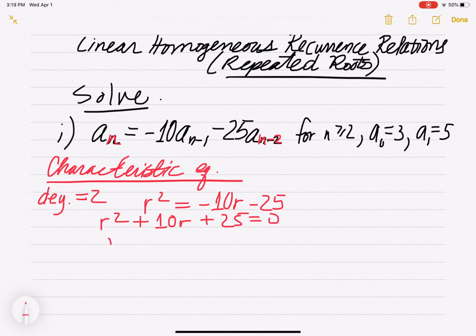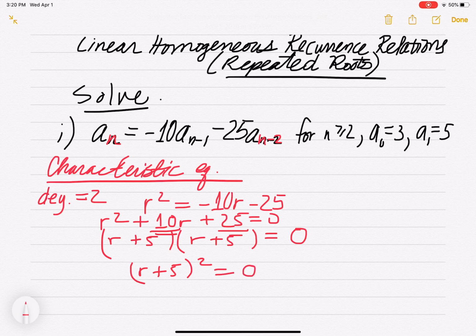If you were to factor that, make two pairs of parentheses, equals 0. Let's see, r times r gives me the r squared, and then I've got to find two numbers that multiply to give me positive 25 and add to give me 10. Positive 5 and positive 5 do the trick. Positive 5 times positive 5 is 25, and positive 5 plus positive 5 is 10. So we get (r plus 5) quantity squared equals 0.